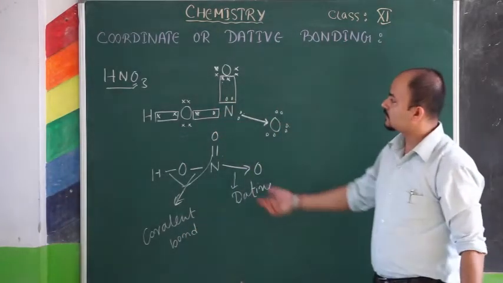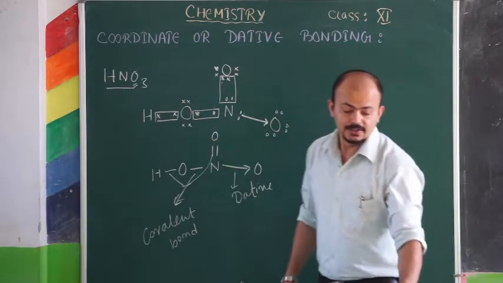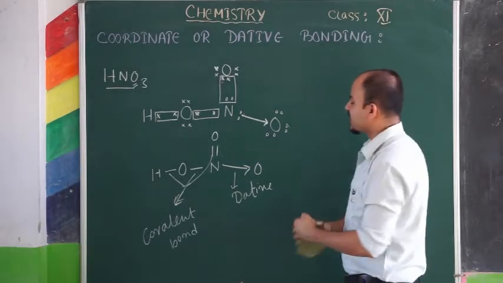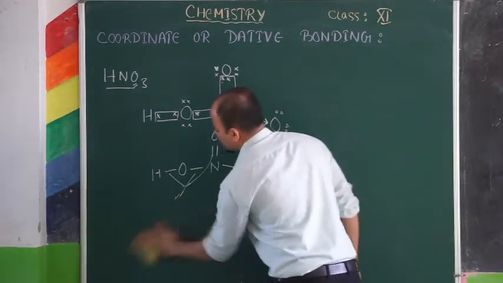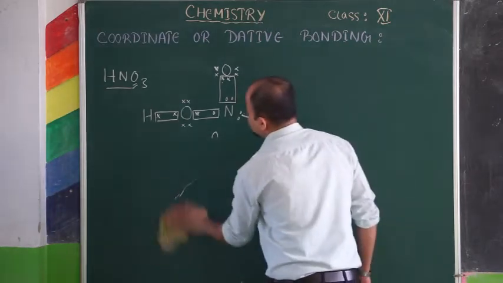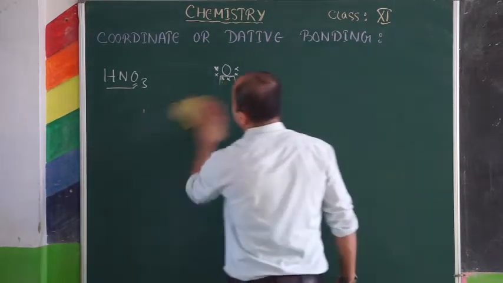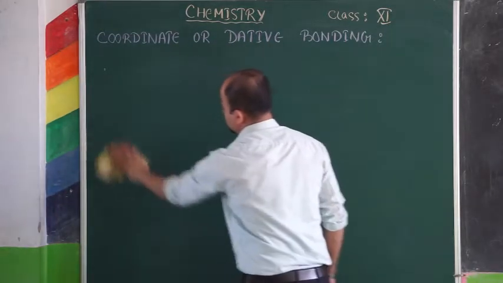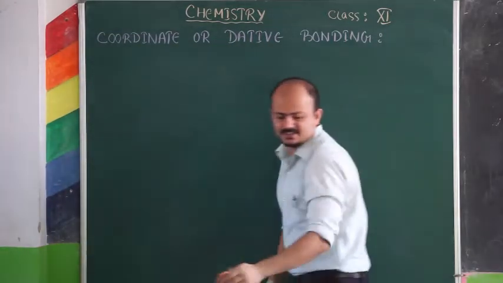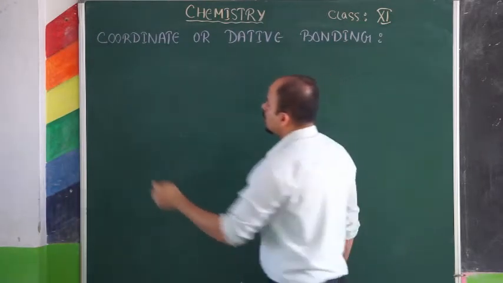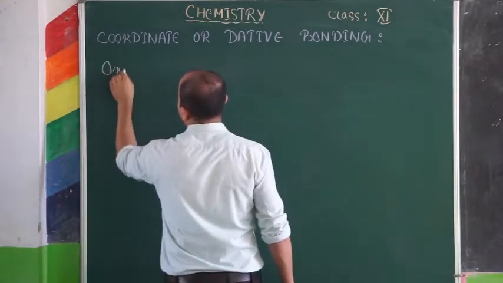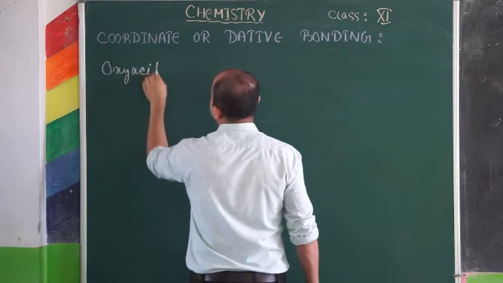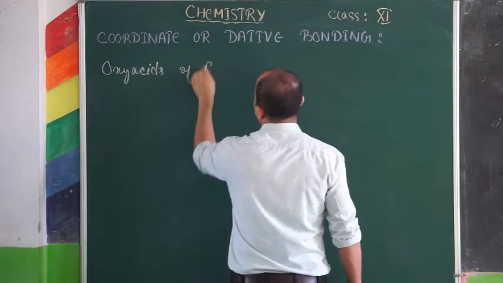Okay, so this is the structure of HNO3. Now let's discuss the oxy acids of chlorine. Chlorine can form 4 oxy acids. Now we are going to discuss the electronic structure of oxy acids of chlorine.